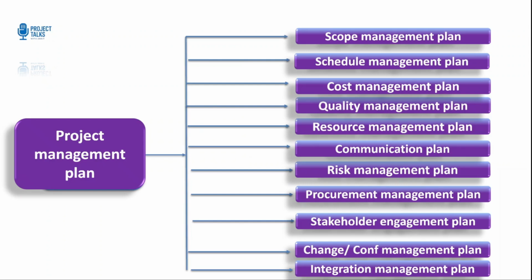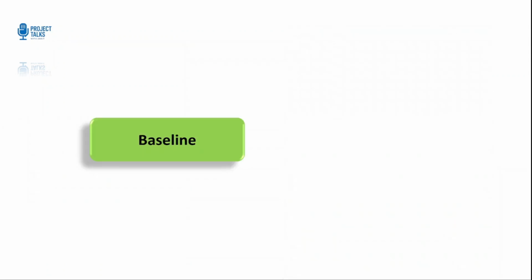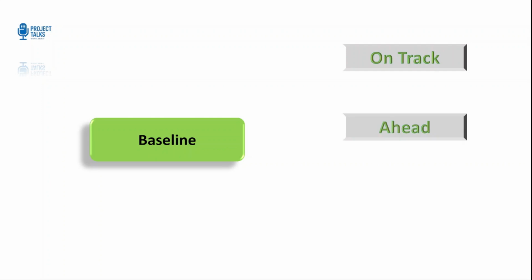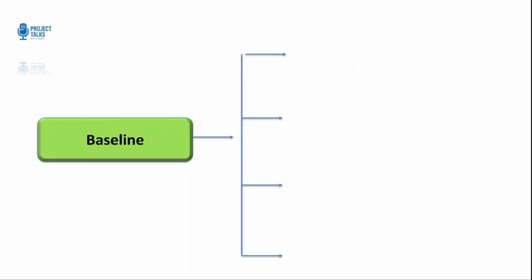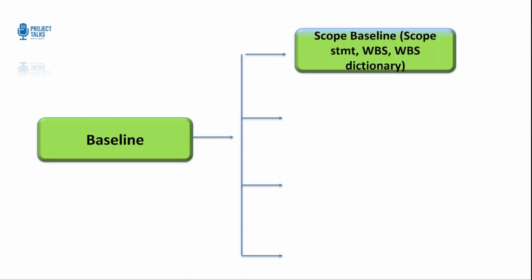All right. Now, next is baseline. Think of baseline as your project's official reference point. Once these baselines are approved, they become the benchmark against which you measure your project's actual performance. In simple terms, baselines tell us, are we on track? Are we ahead or are we falling behind? Now, there are four key components of baseline you will create during planning phase.